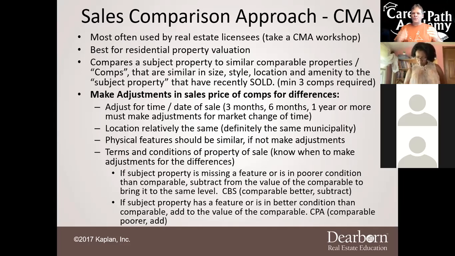What are you trying to do with the adjustments? For instance, if the property we're trying to determine a value for has 4 bedrooms, and we have an excellent comp, a comparable property that is exactly like the subject property, except it only has 3 bedrooms, what do we need to do?